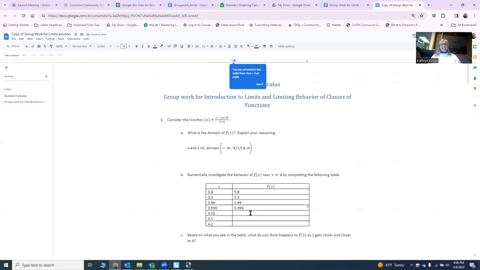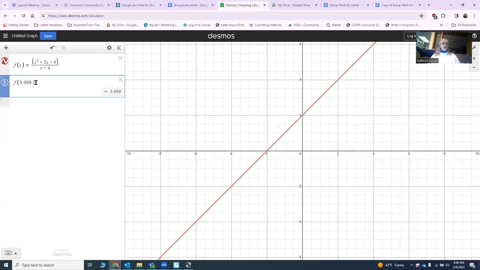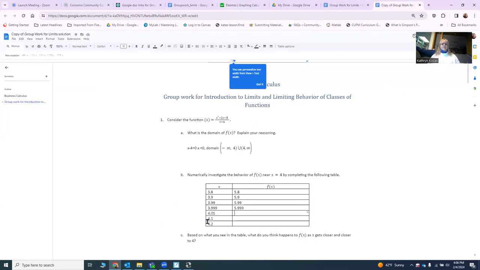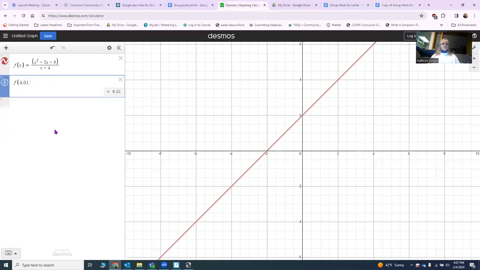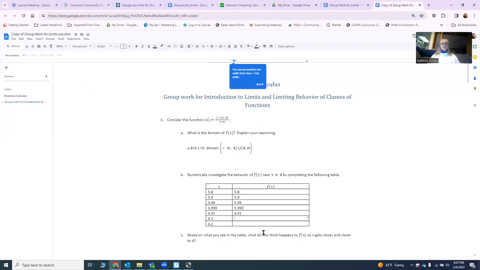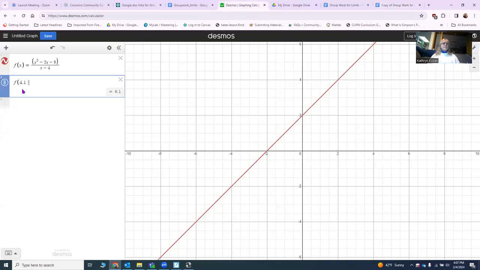Now, what I notice here is that those numbers are getting bigger, but they're not getting very, very big. And they look like they're heading towards a very specific number of, let's say, 6. Now let's try it on the other side. So let's try 4.01. I'll change this number to 4.01, and I get 6.01. Then we'll put in 4.1 and I get 6.1. And we'll put in 4.2, and I get 6.2.